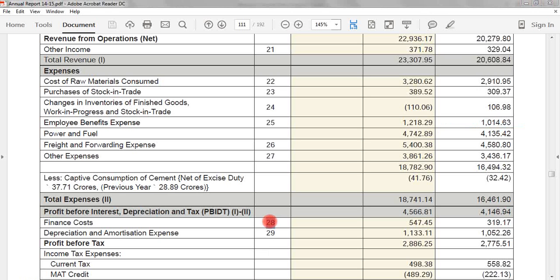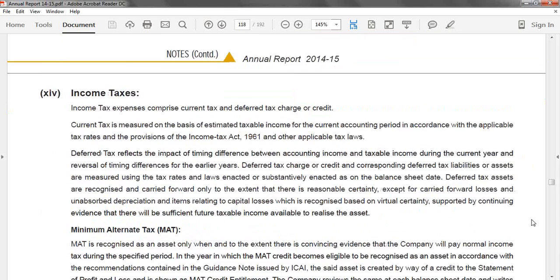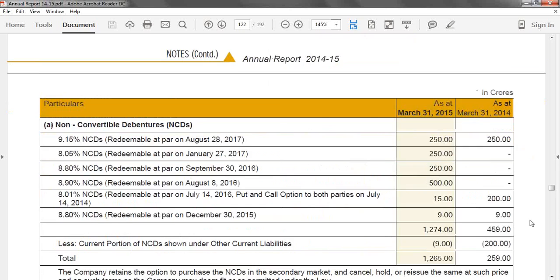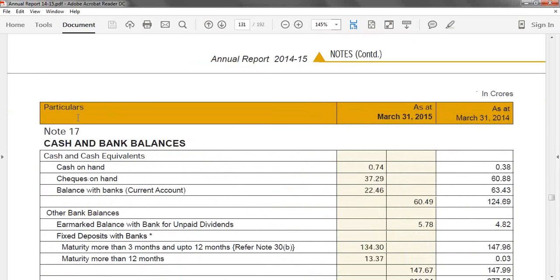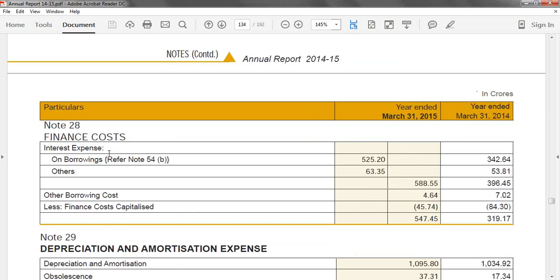In note number 28, which follows these statements, you will find the finance cost available there. Let's go and look at this finance cost in note number 28. Just keep following this, go to the different pages, note 11, 12, 13, 14, 17, 21, 28. So that's your finance cost, and it tells you a few things about what is the exact finance cost. This is the interest expense. Details of this are given.